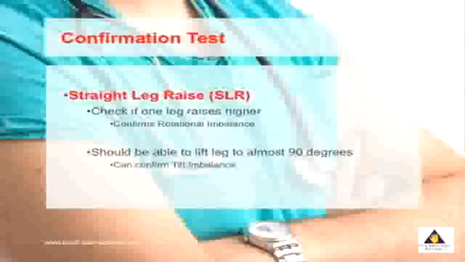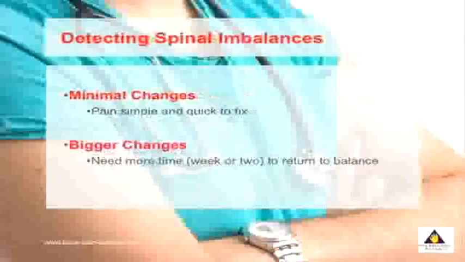Secondly, people should be able to lift their leg up to almost 90 degrees. Now if you find that you can't lift your leg up to 90 degrees, and if both your legs are similar, then you may have those tilt type imbalances. But these two simple tests indicate that there are imbalances in your spine. Now the greater the change, the more the imbalance.